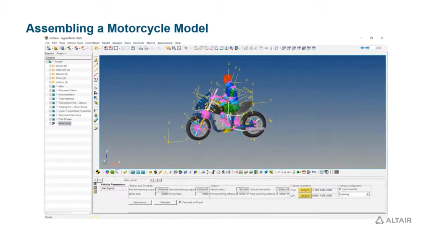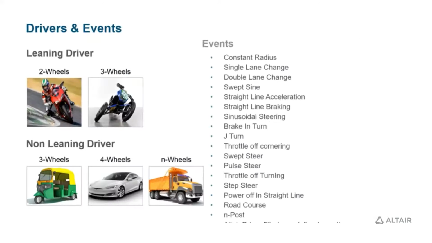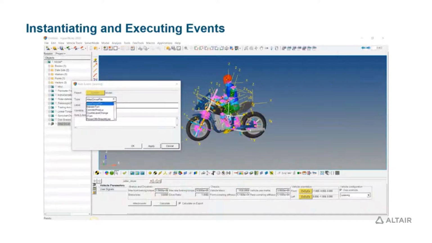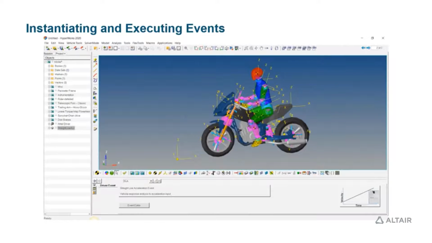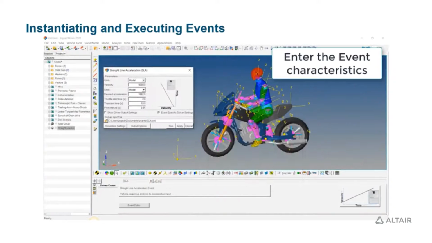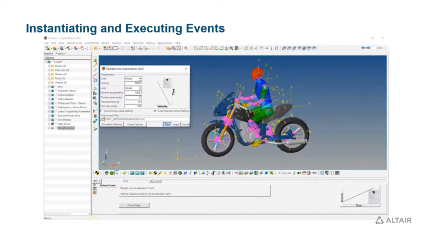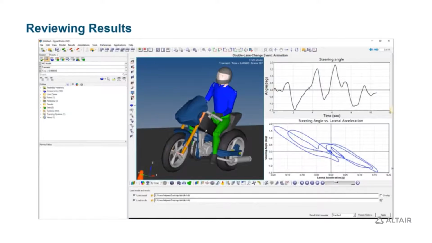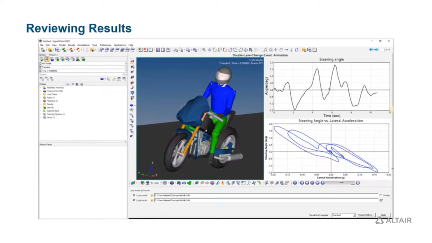Second, once a complete model is built, you can create events that you want the driver to perform. The driver is capable of driving both leaning and non-leaning vehicles. After this step is complete, the model is sent to a general-purpose multi-body solver. The solver formulates the underlying equations of motion and numerically solves them to obtain the response of the system.